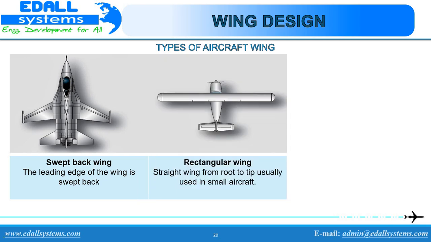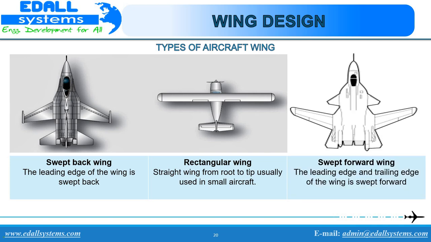Constant chord or rectangular wing, parallel leading and trailing edge, simplest to make and common where low cost is important. Swept forward wing, the wing angles forward from the root. Benefits are similar to backward sweep. Also, it avoids the small stall problems and has reduced tip losses, allowing a smaller wing but requires even greater stiffness.